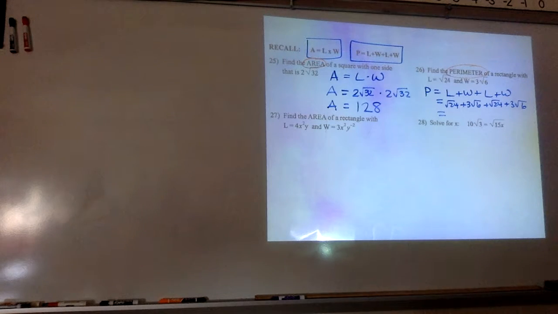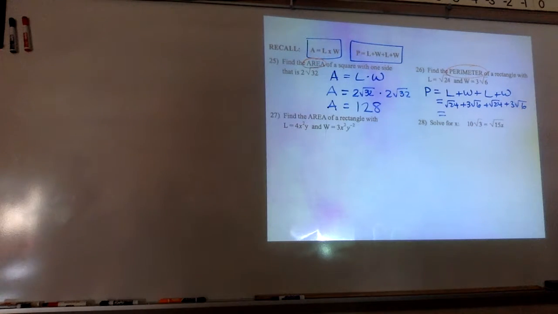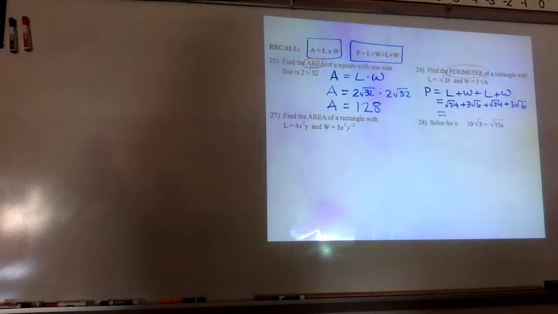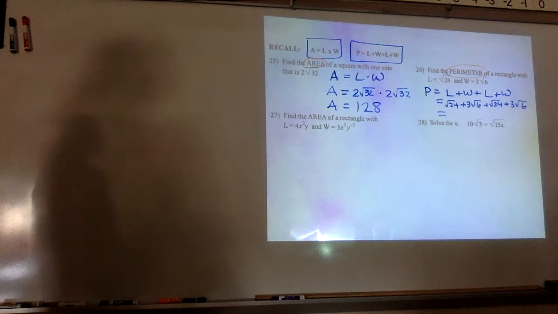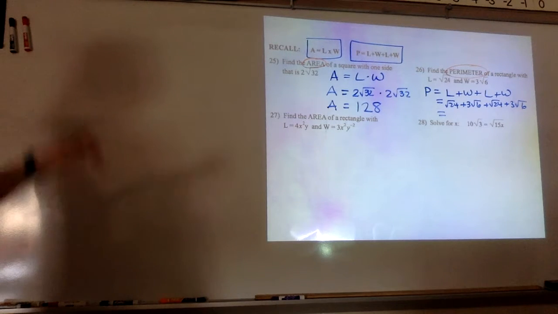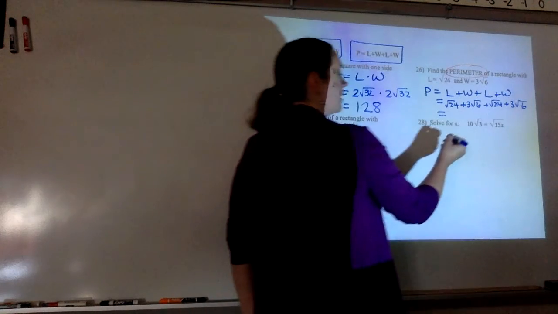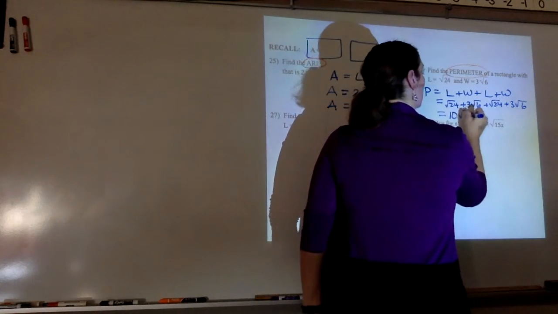It's a rectangle. I got length 4 and then 6 on the inside, and then for the width I got 6 and then 6 on the inside. But I want to know what the perimeter is. 10 root 6. 10 root 6 is correct. Everybody make sure you can get that out.